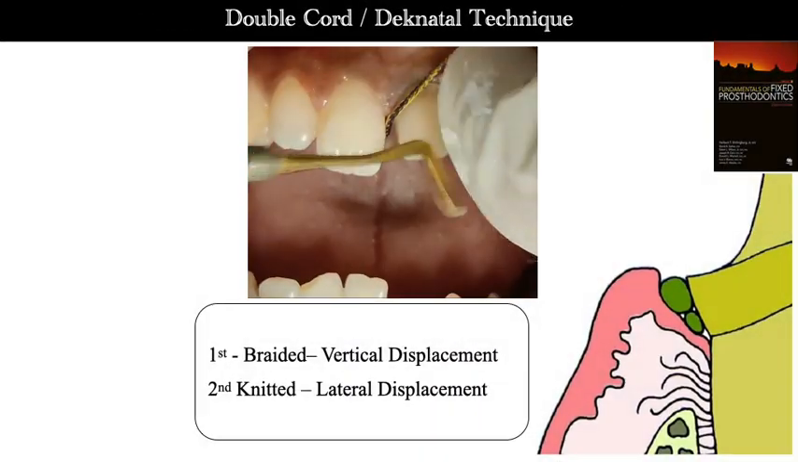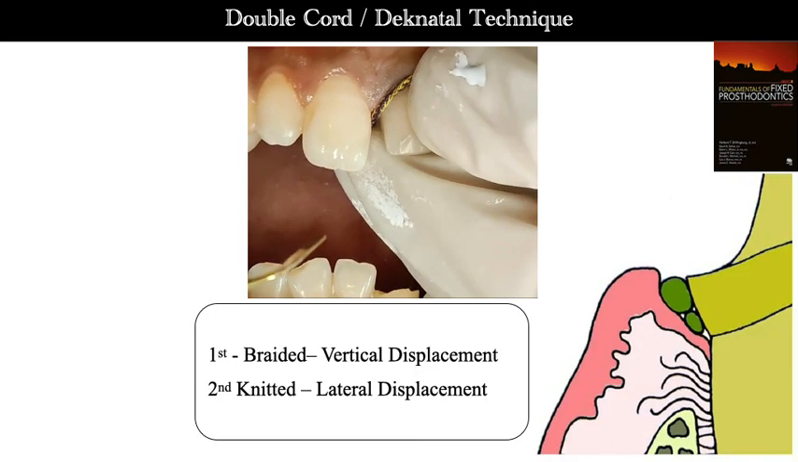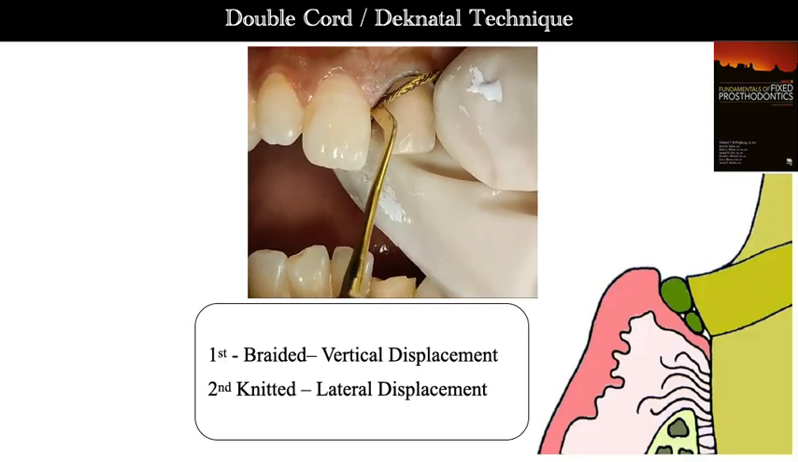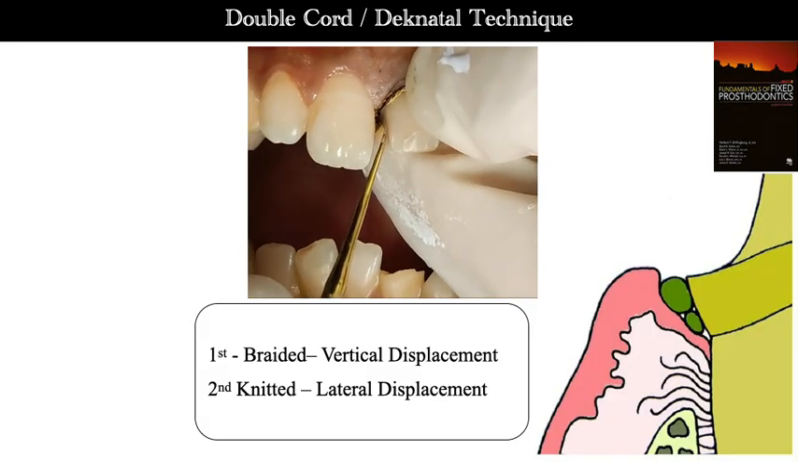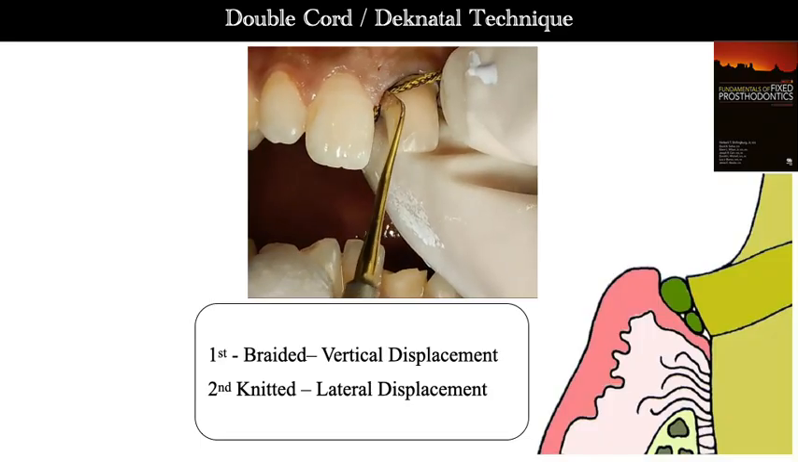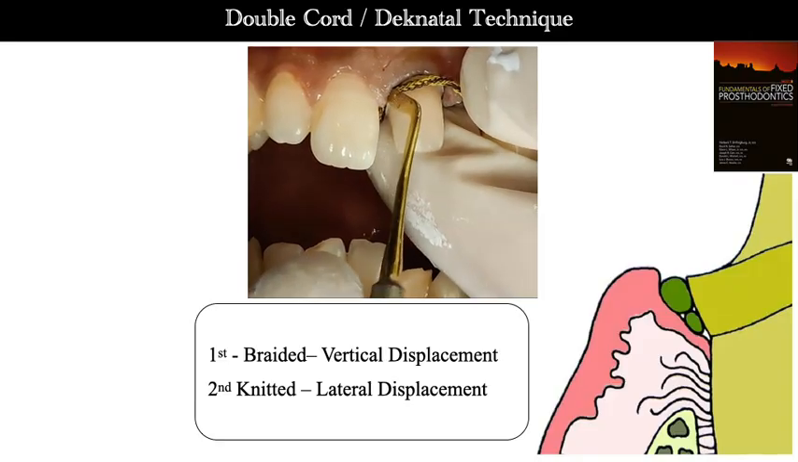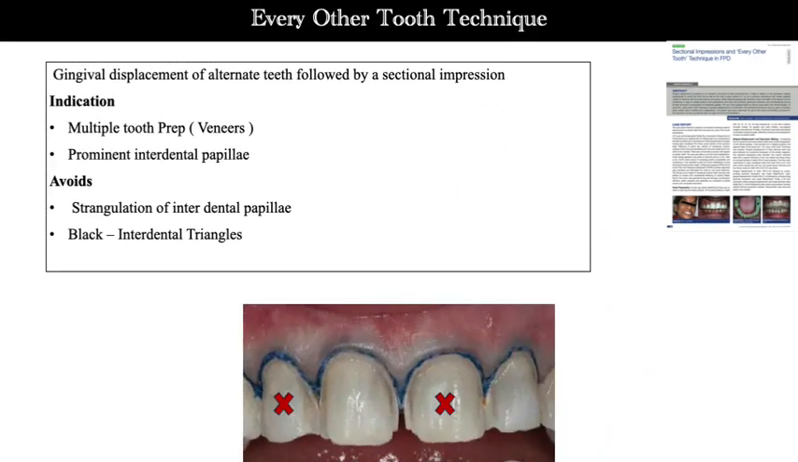The double cord technique is another important question. The other name for the double cord technique is the Tekanat technique. For the double cord technique, we use two different types of gingival retraction cord. The first one would be a braided, followed by a knitted retraction cord. Now, the braided is usually indicated for vertical displacement, and the second retraction cord which you place into the sulcus is basically used for lateral displacement of the gingiva.